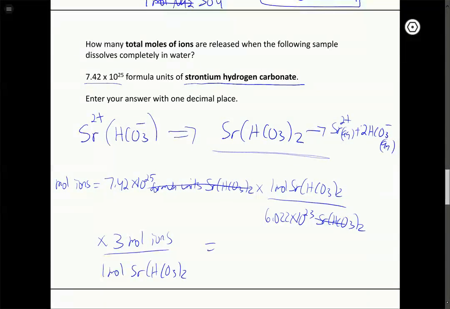And so when we work out the math, in this case we get 369.6 moles of ions. Quite a few, but remember we're starting with an individual number of formula units. We use Avogadro's number to convert that into moles. But the key relationship that we saw here and on the last problem is when we dissolve an ionic compound in water, it splits up into its ions. So in solution, for every mole of strontium hydrogen carbonate, we have 1 mole of strontium 2+ and 2 moles of hydrogen carbonate, a total of 3 moles of ions altogether.